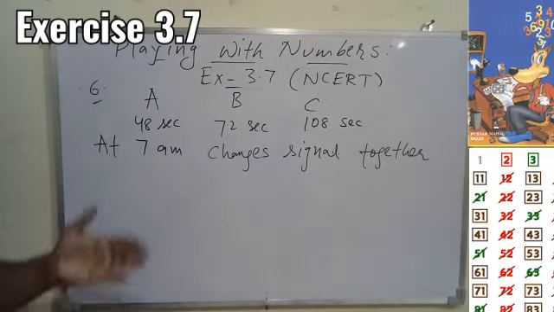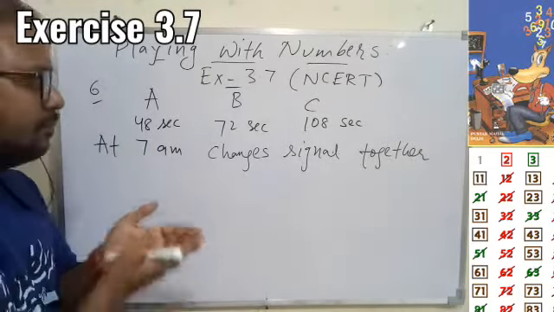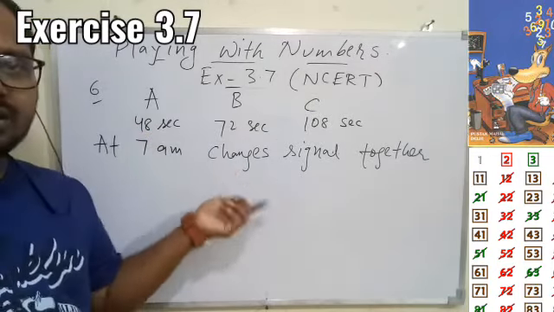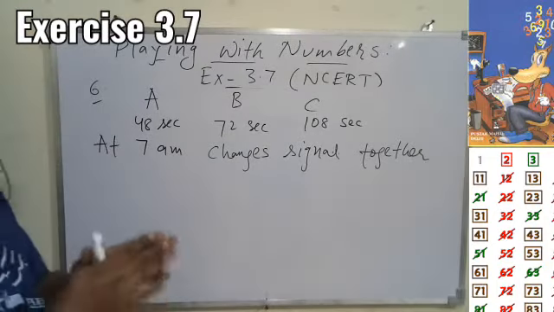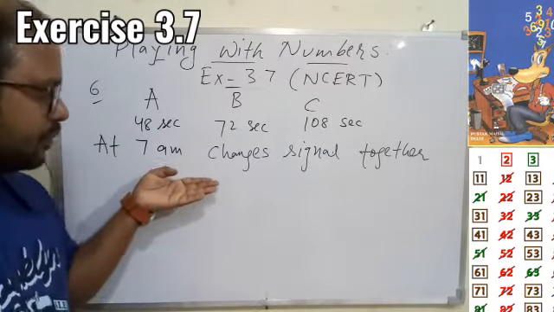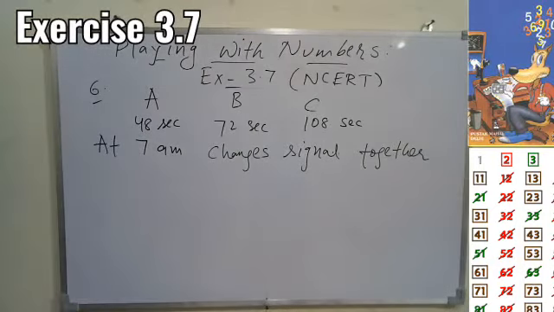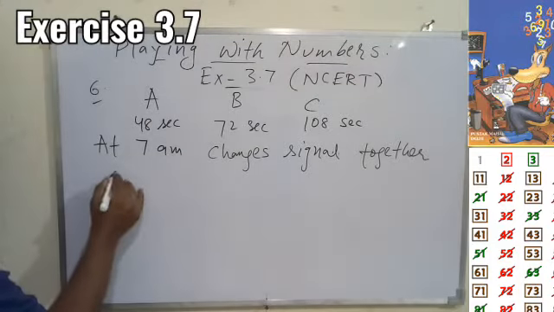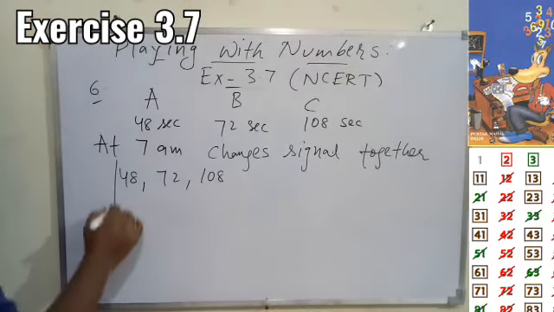So overall we are going to find that particular time after 7 a.m. That time must be a common multiple of all three, and that common multiple must be the least one. If we are able to find the least common multiple of A, B and C timings, that will give the very next time after 7 a.m. that they will change their signal together. So we are going to find the LCM of 48, 72 and 108, and we know how to find the LCM.